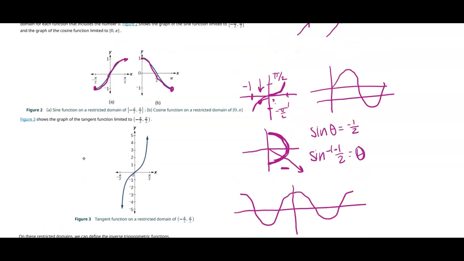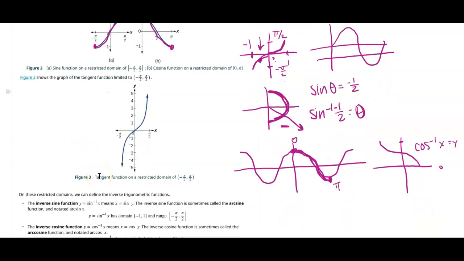Instead, what we're going to do is we're going to look at just this piece from 0 to pi and flip that. So 0 to pi now becomes my y. So I go from 0 to pi, and then from 1 to -1 when I flip that over the x-axis. All right, this is the inverse cosine.